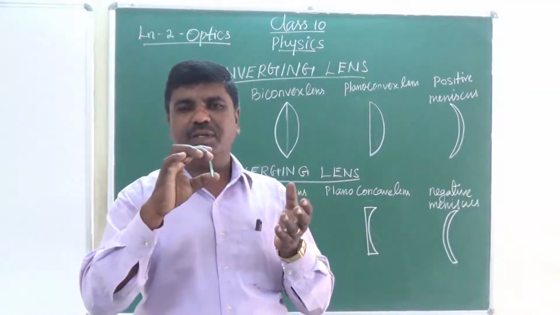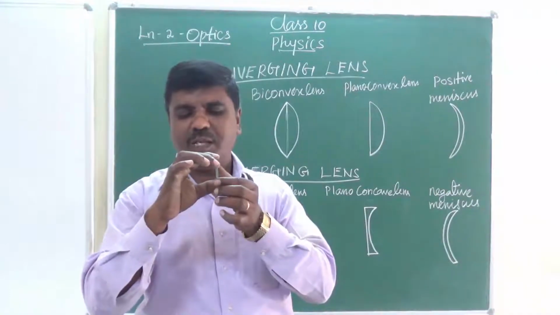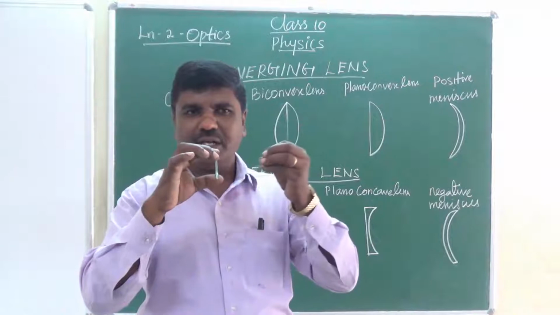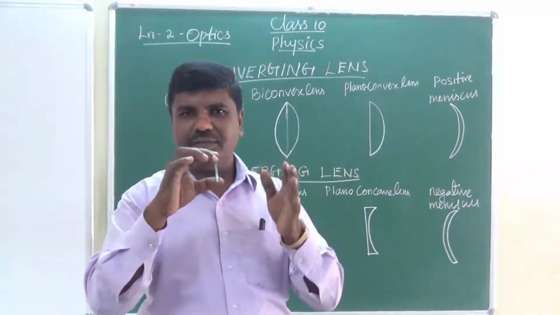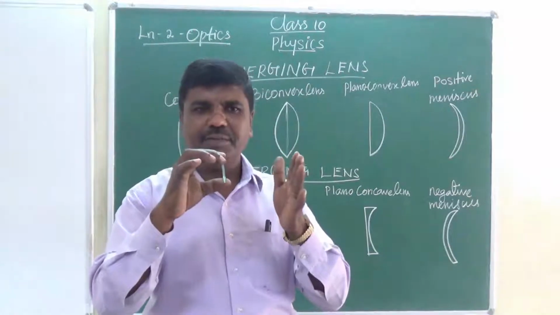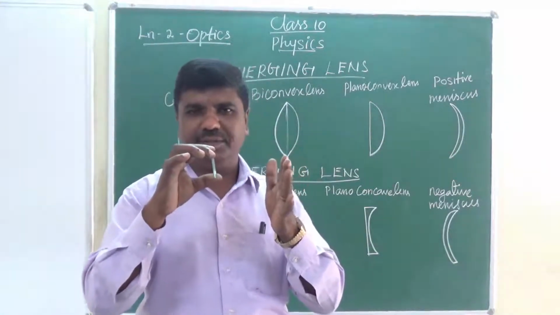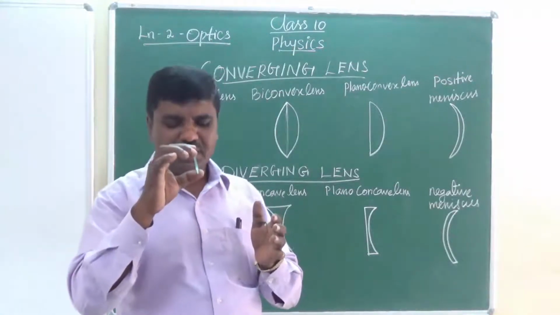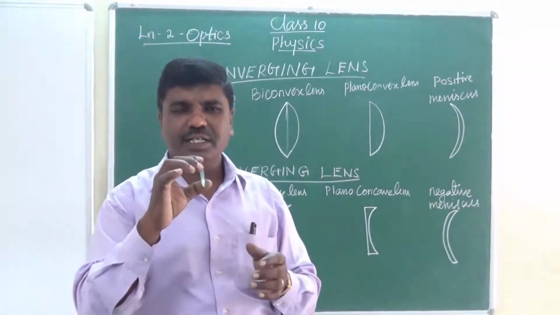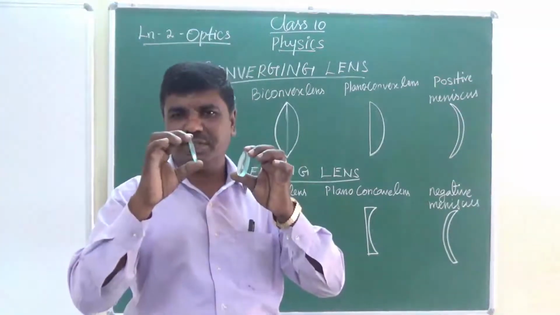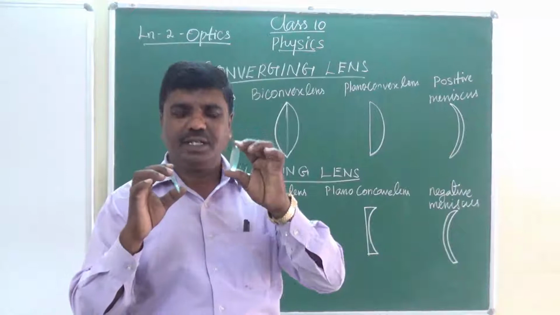For example, when sunlight passes through the convex lens, all the rays are converging at one point. At the converging point, if you keep paper or cotton, it may be easily burned. So this is the function of the convex lens and the concave lens. There are two types of lens: one is the convex lens and another one is the concave lens.